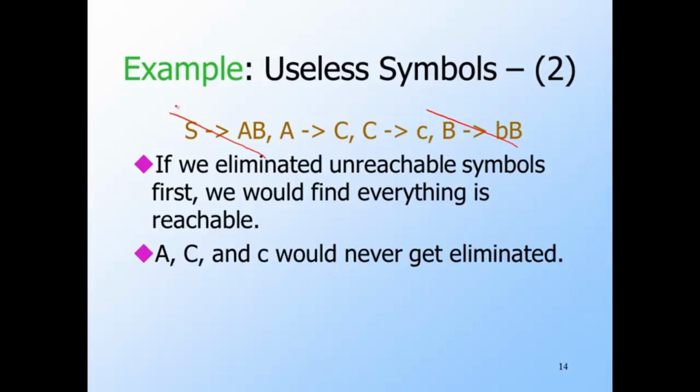However, if we do things in the wrong order and first eliminate unreachable symbols, we find everything is reachable from S, so nothing is eliminated here. Then, when we look for the symbols that do not derive terminal strings, we eliminate only B. That leaves the productions A goes to C and C goes to little c, which should not be there because A, C, and little c are useless.